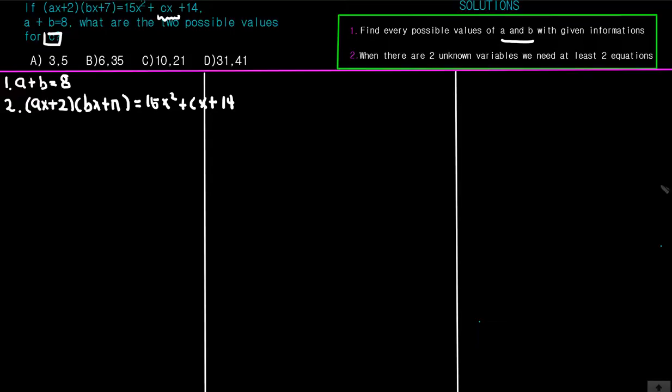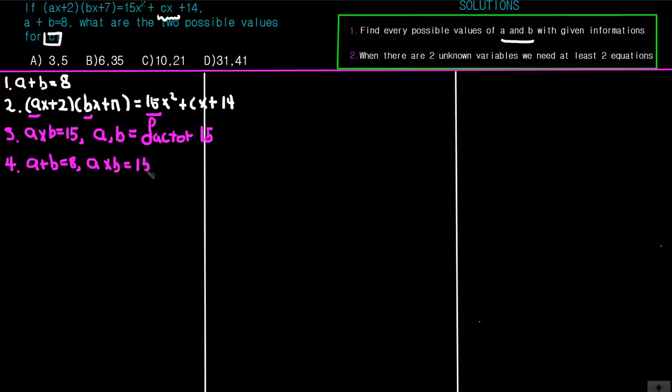But according to the binomial theorem, we know that a times b makes 15, which means we can write this down here: a times b is equal to 15, which means a and b are the factors of 15. So we can write our whole information down in one step. We know that a plus b is equal to 8, and a times b is equal to 15.